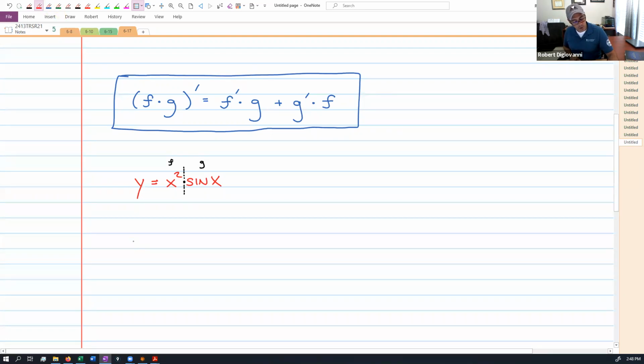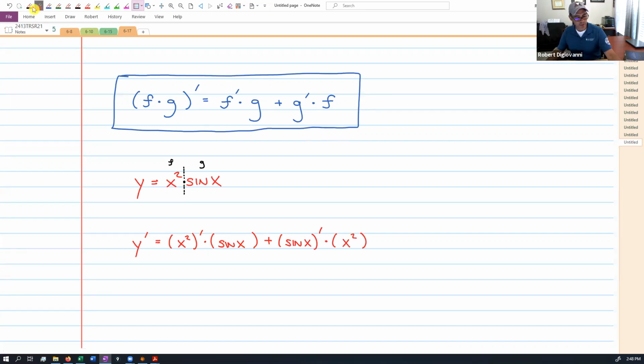And so if we want to know the derivative of this, it's going to be the derivative of the f function first, right? So f is the x squared, so I'm going to be taking the derivative of this. I have not done it yet, but I'm going to take the derivative of that and then multiply that times the g, which is sine x. Then add to that, now I take the g and I take its derivative, and then I multiply that times the f, which is the x squared.